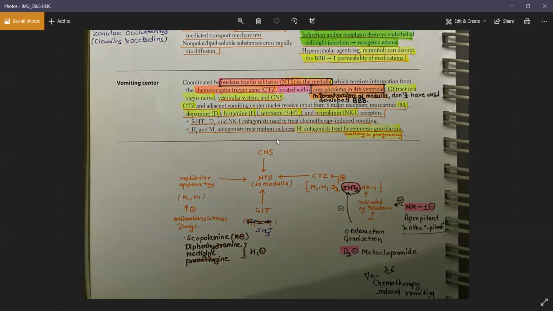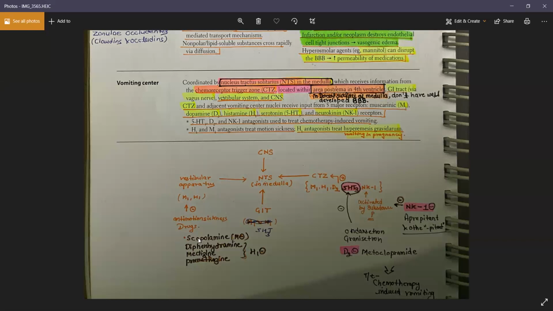Inputs from the CNS reach there. Inputs from the GIT with the help of serotonin will reach there. Inputs from the vestibular apparatus, which is in your ear, reach there with the help of muscarinic 1 and histamine 1 receptors. So whenever you want to give a patient anti-motion sickness drugs, you will always want to inhibit the muscarinic and the histamine receptors, because these receptors are responsible for the motion sickness in your vestibular apparatus.